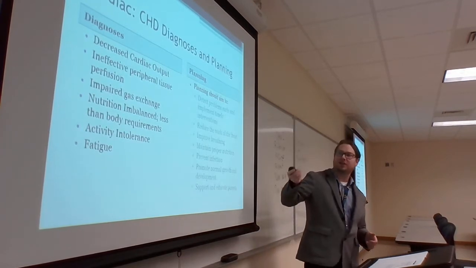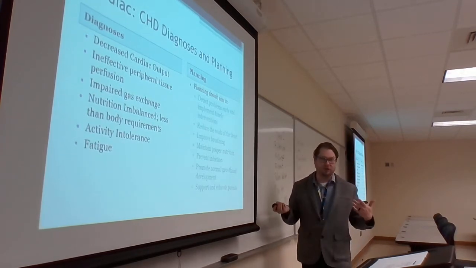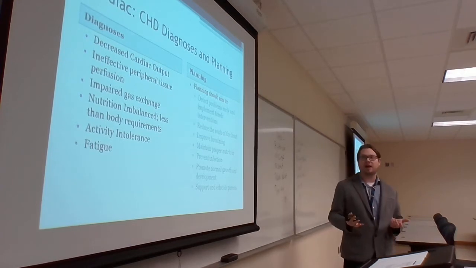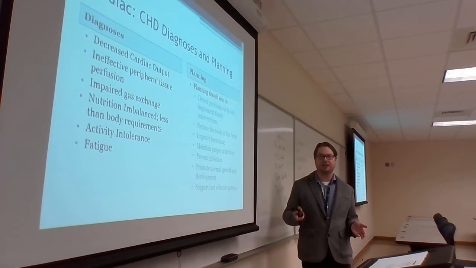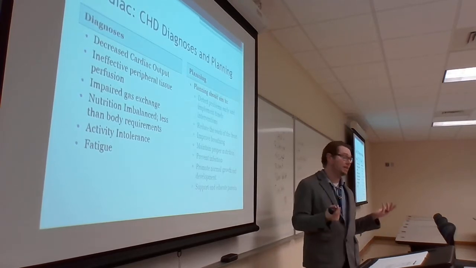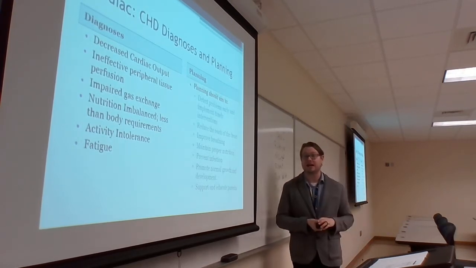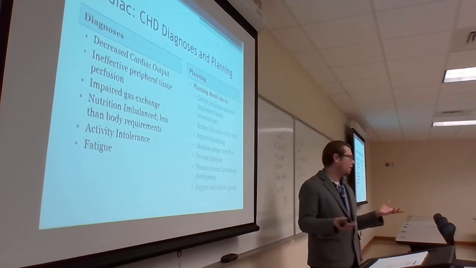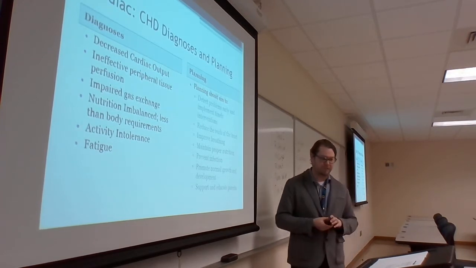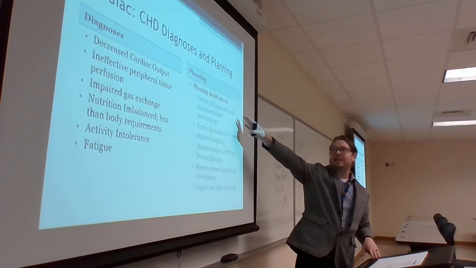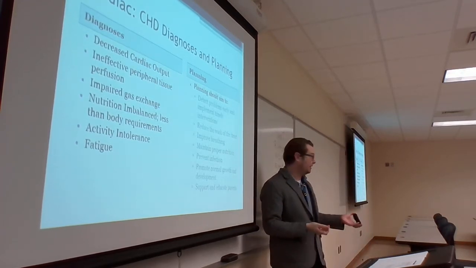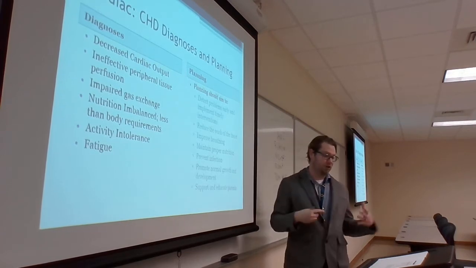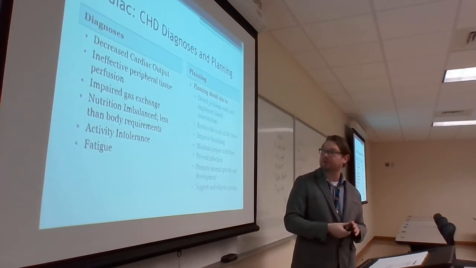All right. So here are our nursing diagnoses, right? We're looking at decreased cardiac output, ineffective peripheral tissue perfusion, impaired gas exchange, nutrition imbalance, activity intolerance, and fatigue. There's a lot going on with these kiddos. A lot going on. So in our planning as nurses, we're going to try to detect problems early and implement timely interventions. Our interventions are going to vary greatly depending on what we're doing.